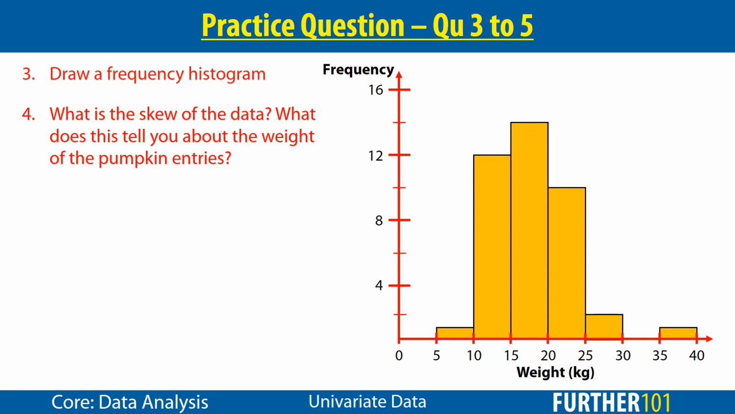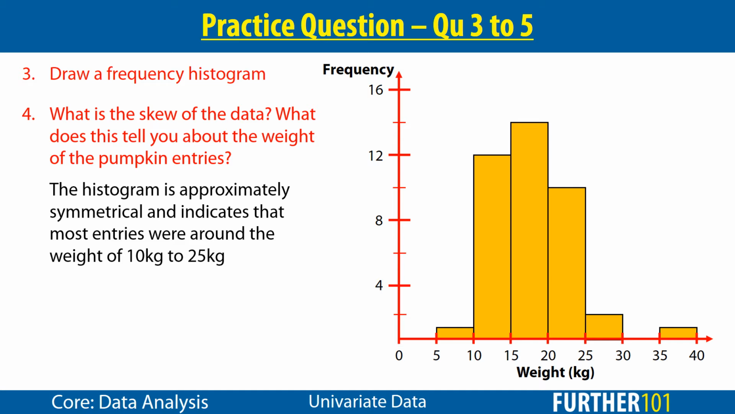The fourth question asks us what is the skew of the data and what does this tell us about the weight of the pumpkin entries? Well, having a look at this, it is probably approximately symmetrical. You can see it's all centered around that 10 to 25 kilograms and there's a little bit to either side of that, but it's mostly around there. If we were to put a line between that 15 to 20 kilogram interval, we could see it'd be symmetrical.